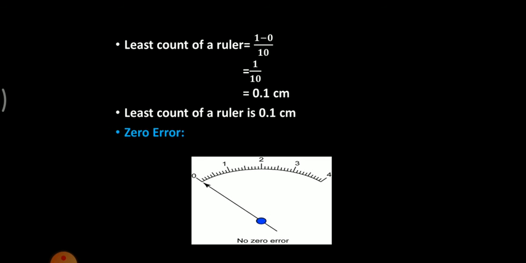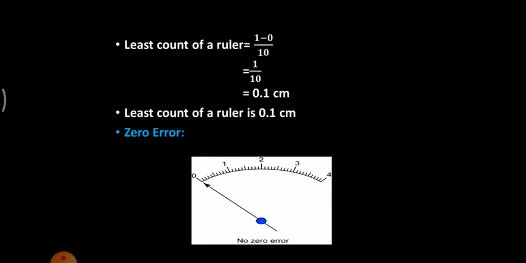Now, something about errors. You will understand this concept of error more precisely in 11th standard, but we will discuss only the glimpses, some small parameters which are required at this level, that is zero error.